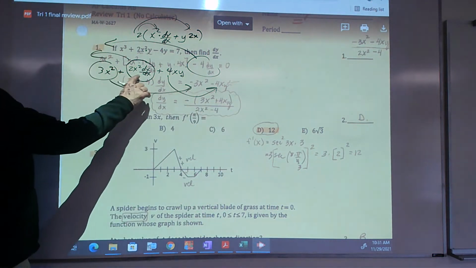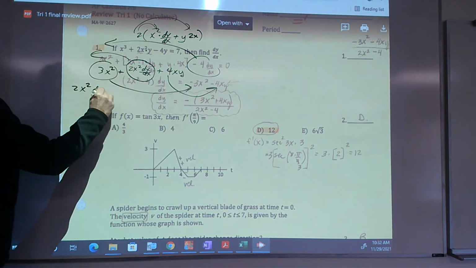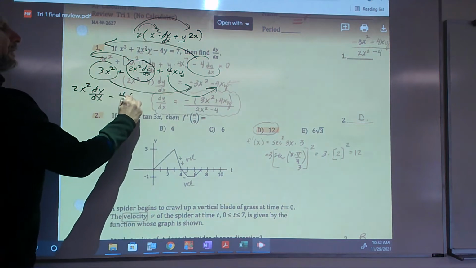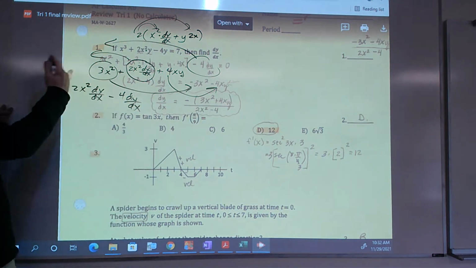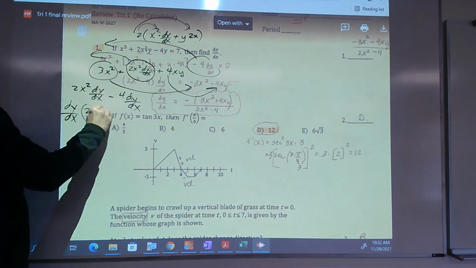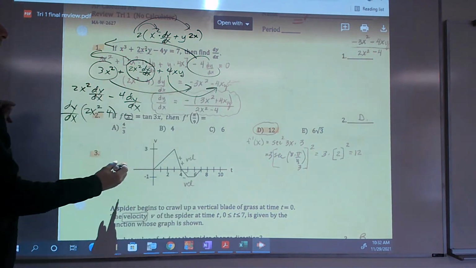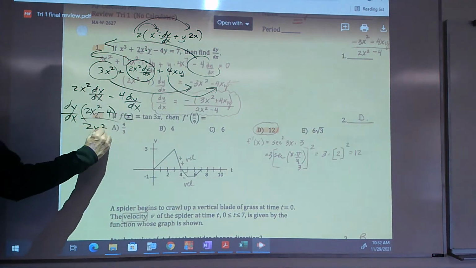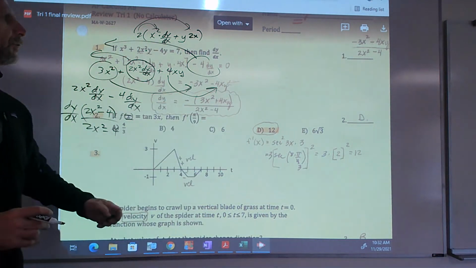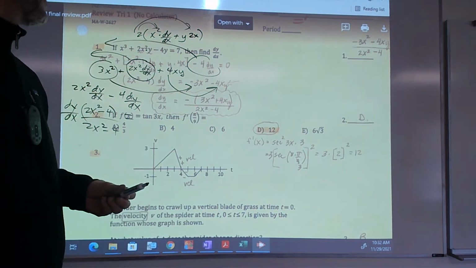Anyway, you have your two dy/dx's on this side, so it should be 2x squared dy/dx. And what was the other one? Negative 4 dy/dx. Factor out a dy/dx, and you get 2x squared minus 4, equals whatever this was before. Divide this side by 2x squared minus 4, divide this side by 2x squared minus 4, and that's your answer right there. Done. All right. Obviously on the final. Next one.